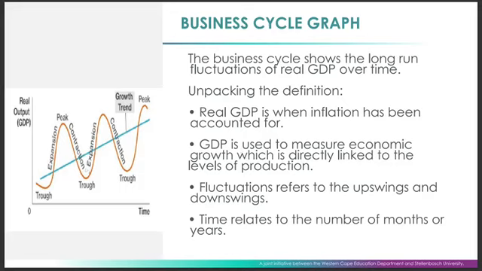And the fluctuations that we're talking about, like your expansion and your contraction, these are also referred to as upswings and downswings, which we will see later on at the end of this session, another graph showing that. And then when we look at time, it relates to the number of months or the number of years.